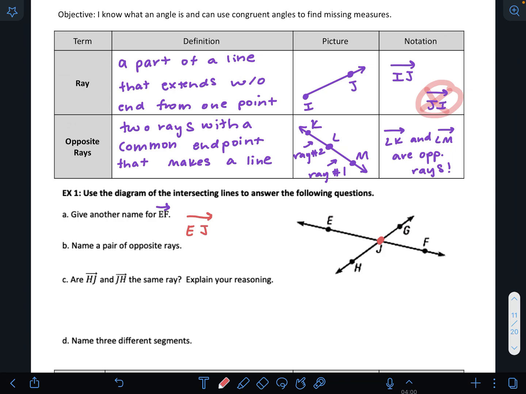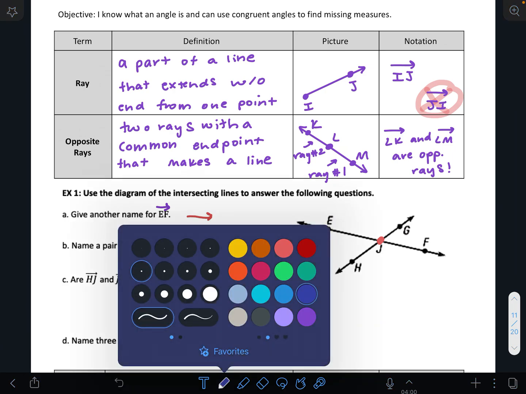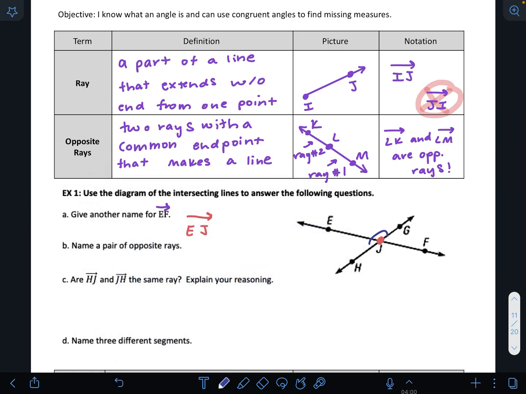Then we want to name a pair of opposite rays. So there are actually two different options on this diagram. These are rays that have the same endpoint and go in opposite directions. So I can do those two rays, which would be ray JG and ray JH. Or you could do the other two opposite rays, ray JF and ray JE. So a couple different options on those two.